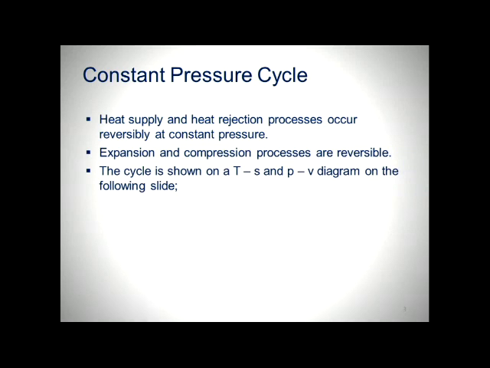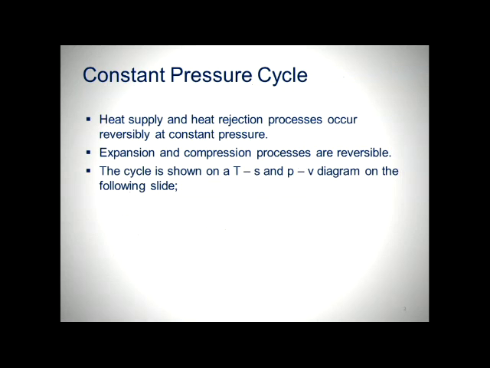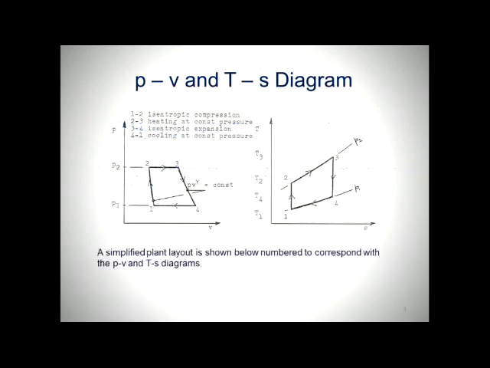just had a quick look at the, because we just started. So we had a quick look at the steady flow energy equation and the general gas equation. So a gas turbine is generally a constant pressure cycle, heat supplied and heat rejected. These processes occur and they're reversible at constant pressure. Expansion and compression processes are reversible. This is in the constant pressure cycle, this is not in the real cycle. Okay, so this is an idealised cycle, and the cycle is shown in terms of entropy and pressure volume diagram. So here we are.